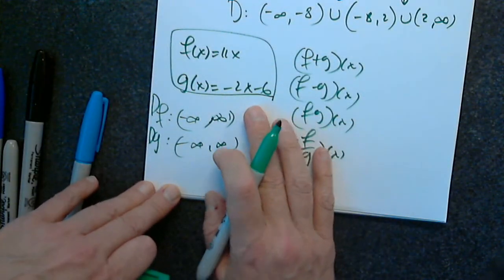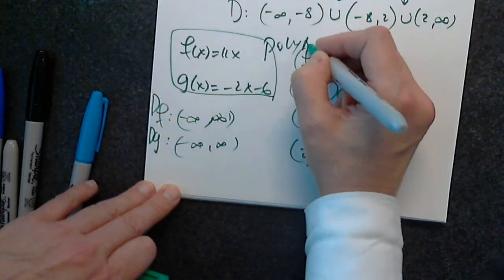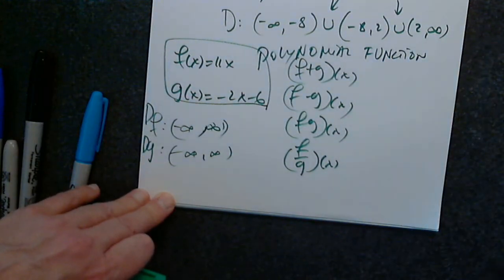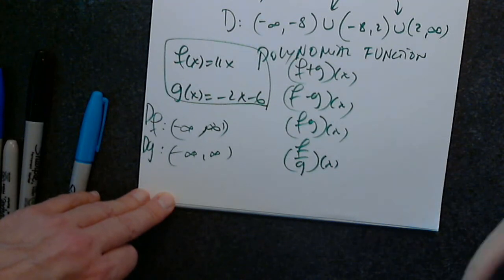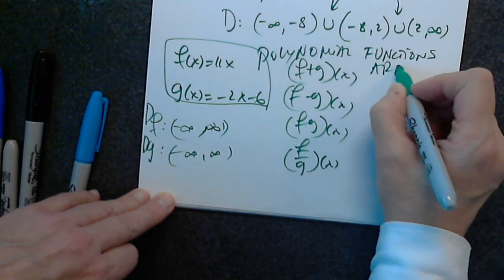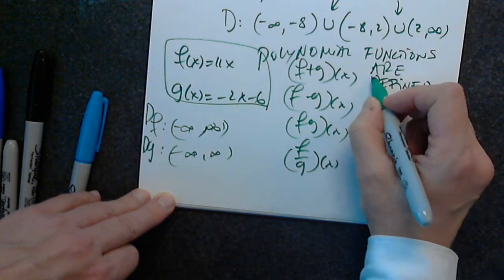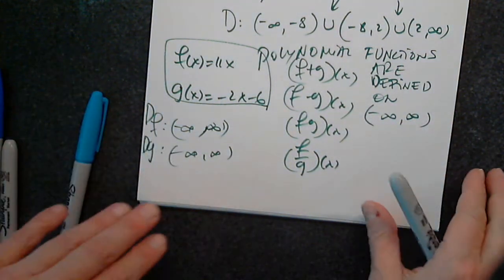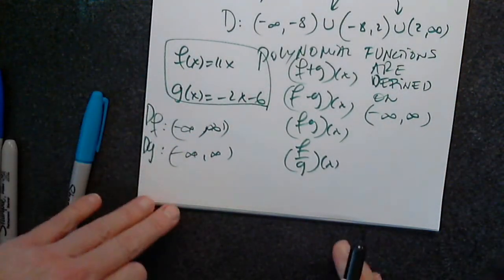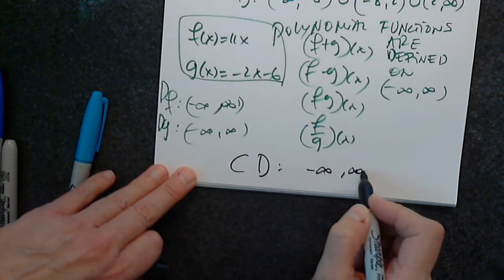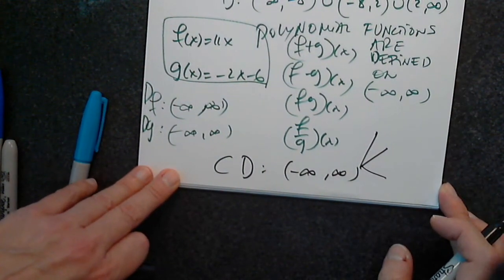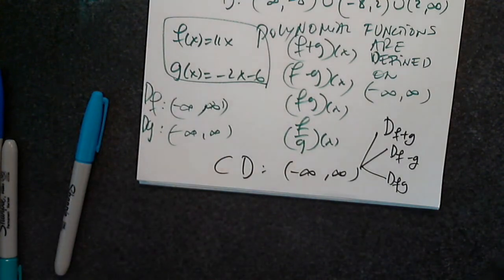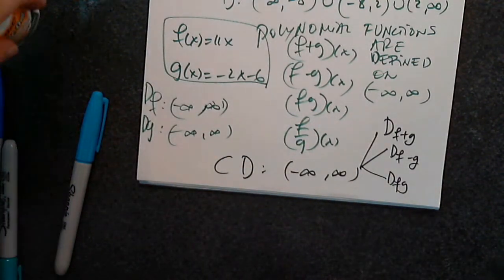All polynomials, linear function, quadratic, cubic, polynomial. Remember we wrote that last time, polynomial functions, and before, when we talked about algebra functions also. Polynomial functions are defined on all real numbers. So since they are defined on the same thing, the common domain is negative infinity to infinity. This will always be the domain of the sum, the difference, and the product. You don't have to write that again. Once you write the common domain, you know it's the domain of those three.